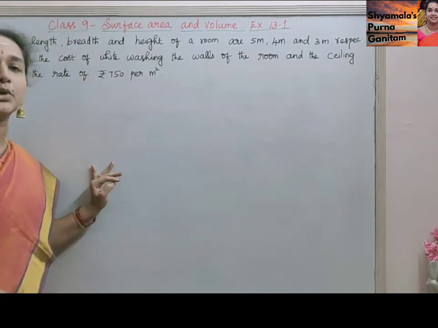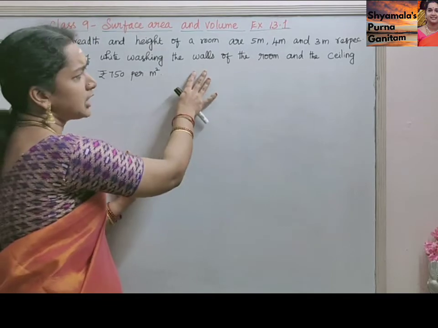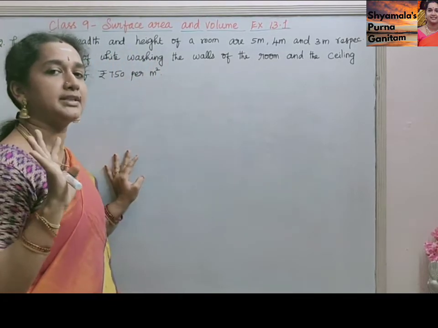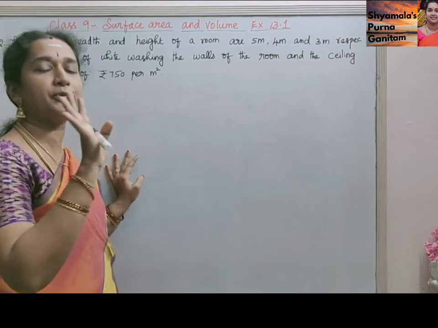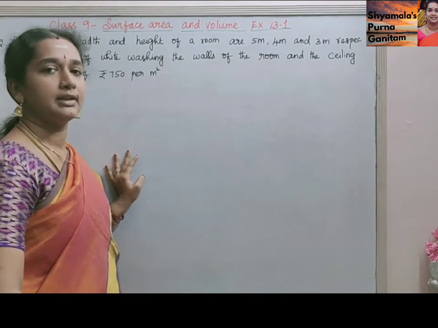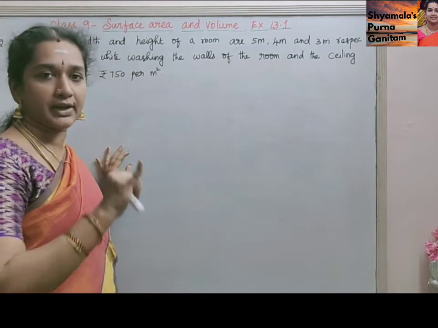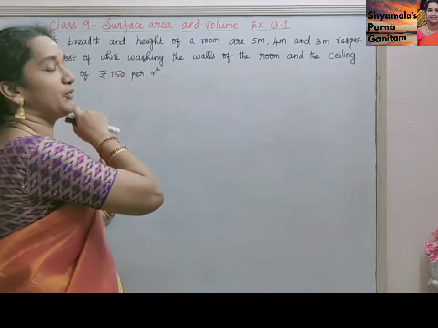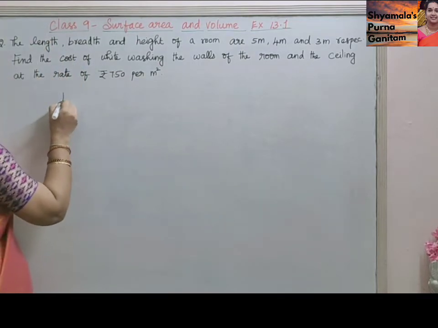Usually we will do whitewashing for the walls and the ceiling of a room. So in this one, only for 5 faces we are asked to find the area, that is the total surface area for only 5 faces, not the floor. So first we will find the surface area of all the 5 faces, then we will find the cost of it. Okay, so what all is given?